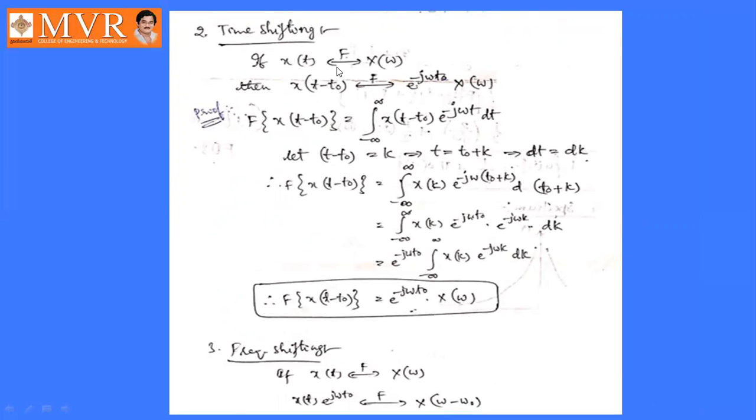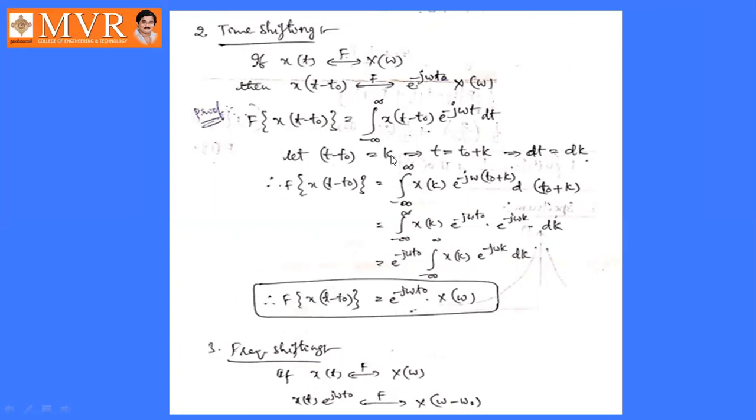How is it defined? The Fourier transform of x of t is x of omega. Then the Fourier transform of x of t minus t naught, here the time will be shifted by t naught units. The Fourier transform of x of t minus t naught is nothing but e power minus j omega t naught into x of omega, right? So we'll take the Fourier transform of x of t minus t naught: integral minus infinity to infinity x of t minus t naught into e power minus j omega t dt.